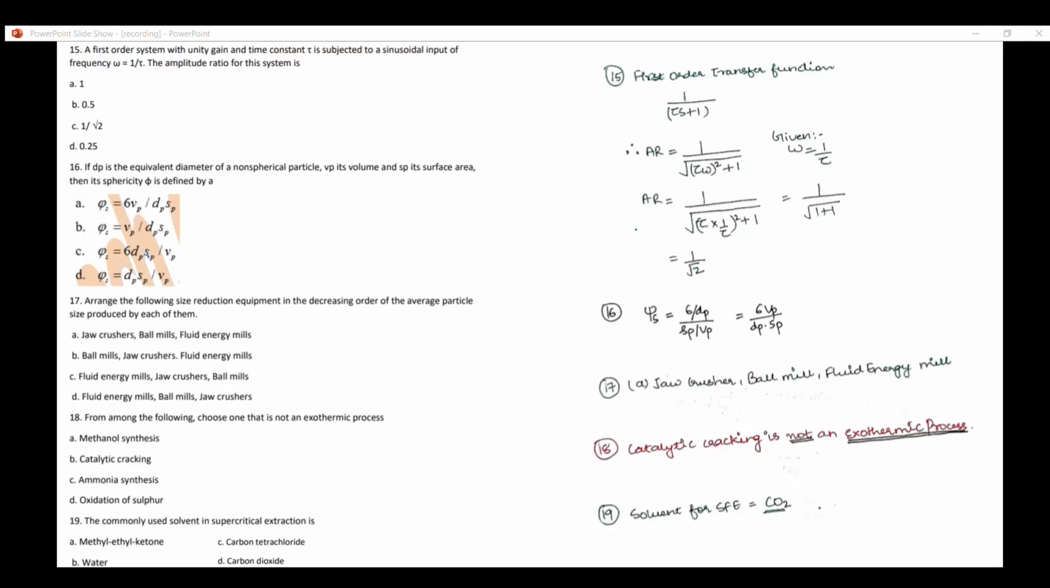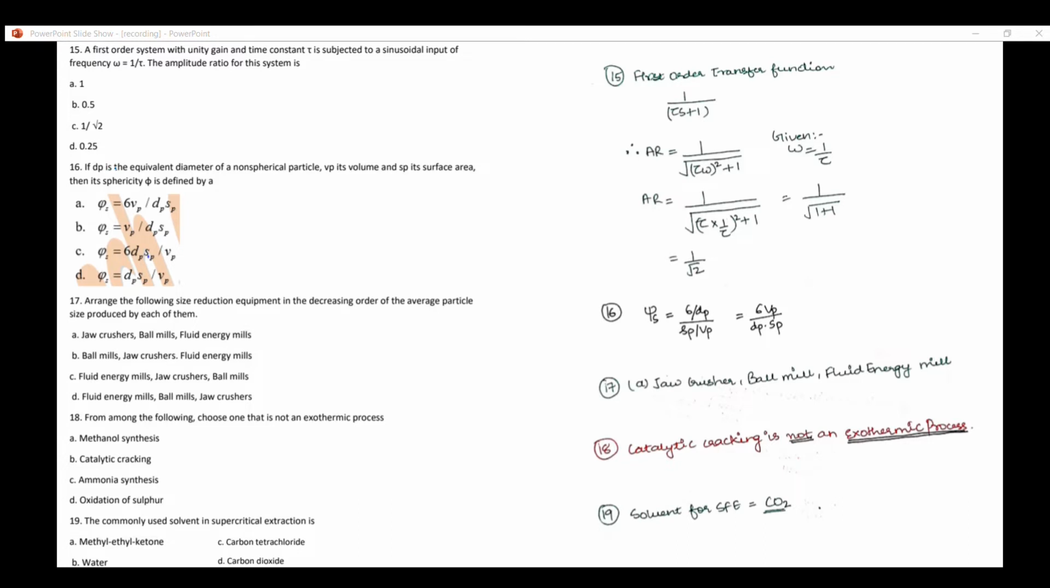15th, a first order system with unity gain and time constant tau is subjected to sinusoidal input having frequency omega equals 1 by tau. We need to find out the amplitude ratio for the system. So we know that transfer function for first order system is 1 by tau s plus 1, and amplitude ratio for first order system will be 1 upon under root tau omega whole square plus 1. We know the value of omega, just substitute the value of omega here and we'll get amplitude ratio as 1 by root 2.